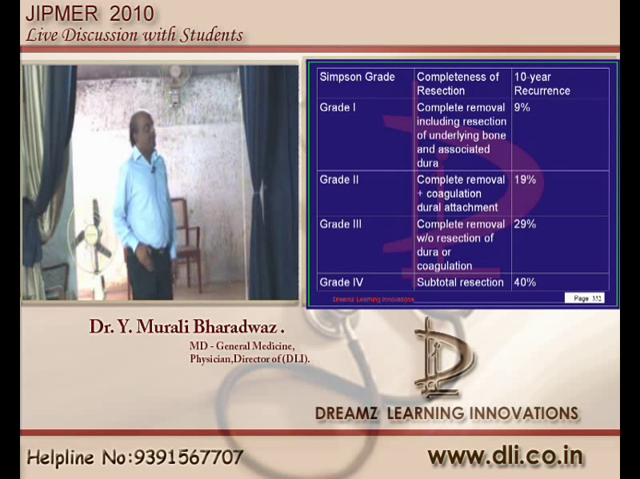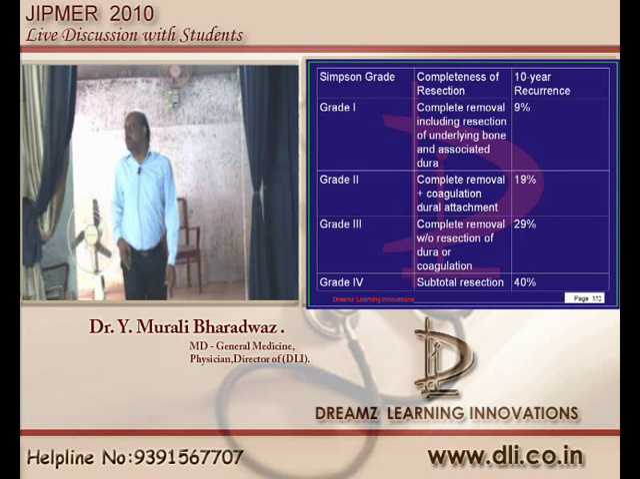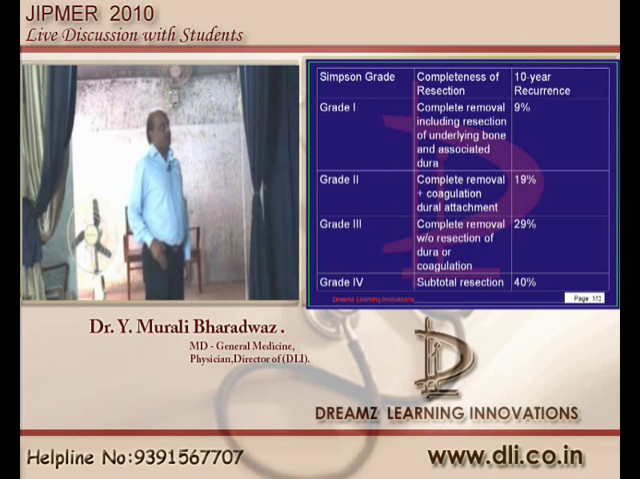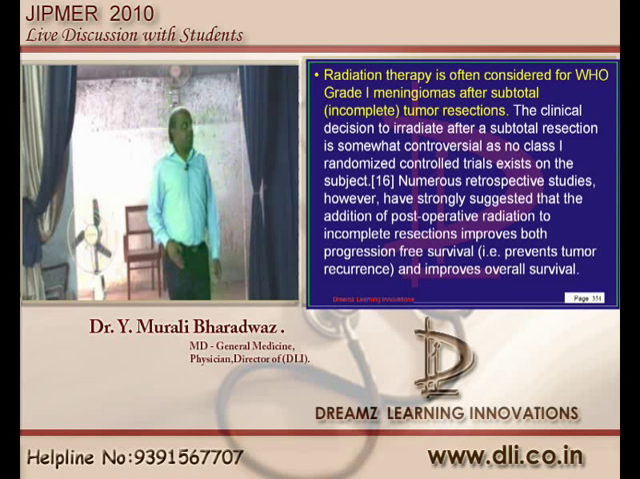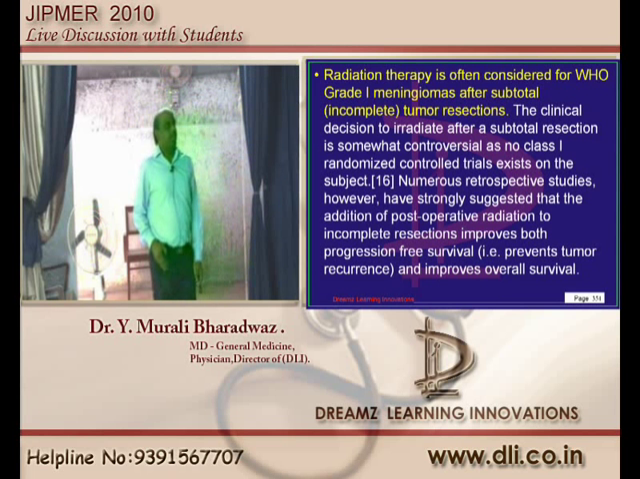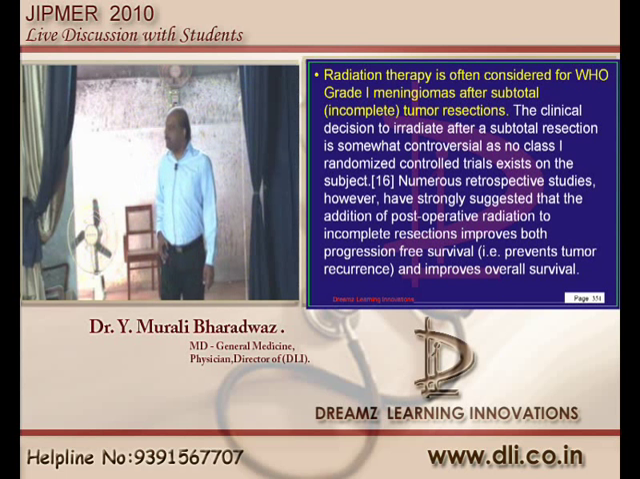If it is grade 1, complete removal including resection of the underlying bone and associated dura. If it is grade 2, then complete removal plus coagulation of dural attachment should be done, and grade 4 should be subdural resection. That's how you do it. And when do you like to consider radiation therapy? If it is a WHO grade 1 meningioma and you have done subtotal tumor resection which is incomplete, then you need to supplement that with radiotherapy, and they are quite radio responsive in nature, which you should be very sure about.